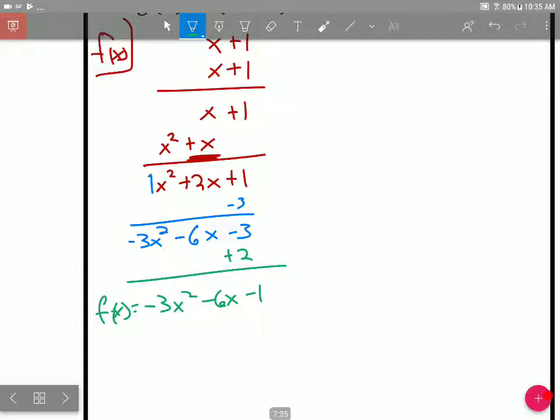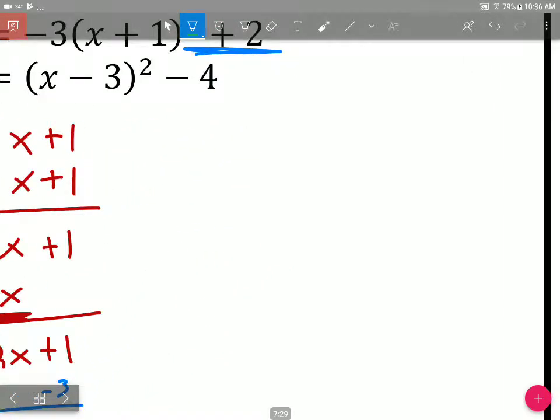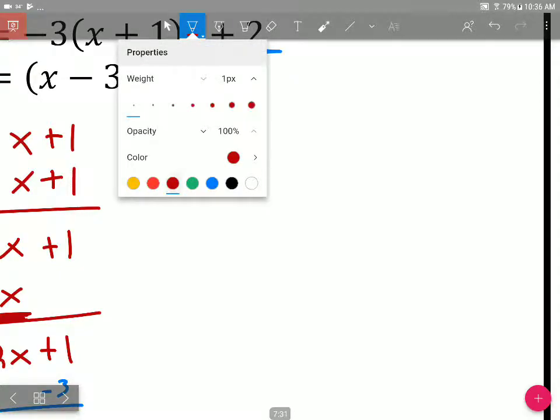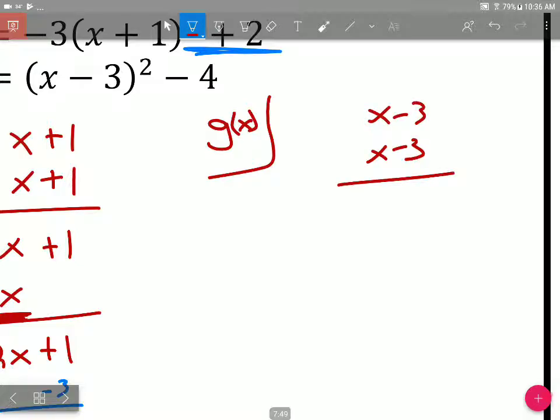Cool? All right. Let's do the g. I'll scooch over to the right. G of x. And I'll start with brown again. All right. What are you going to do first on the g of x? You take care of the squared. It's your PEMDAS. Take care of your exponents first. So, x minus 3 times x minus 3. All right. So, what are we going to put right here as our first number? 9. Good. Because negative 3 times negative 3 is 9.